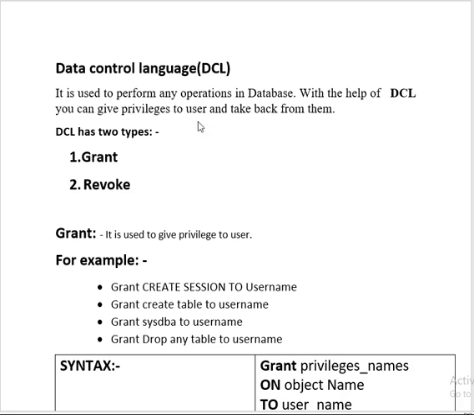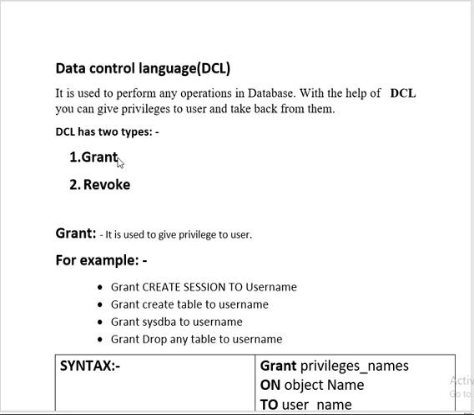Hello everyone, in this video we are going to study data control language. What is data control language? Data control language basically we use to perform operations in a database. With the help of data control language, we can give privileges to users and we can take back the privileges from the users. It has two types, grant and revoke.